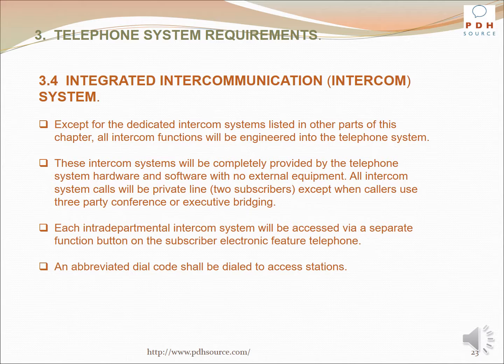Except for the dedicated intercom systems listed in other parts of this discussion, all intercom functions will be engineered into the telephone system. These intercom systems will be completely provided by the telephone system hardware and software with no external equipment. All intercom system calls will be private line to subscribers except when callers use three-party conference or executive bridging. Each intra-departmental intercom system will be accessed via a separate function button on the subscriber electronic feature telephone. An abbreviated dial code shall be dialed to access stations.